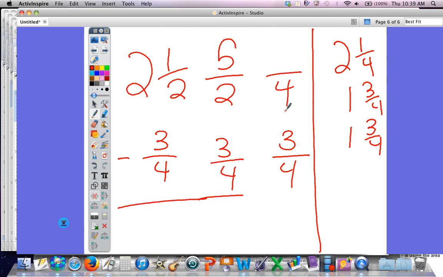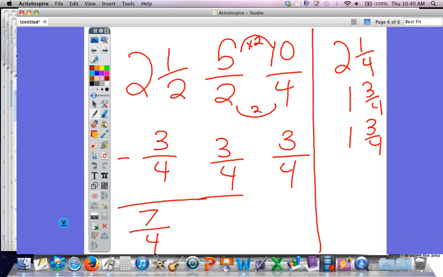2 times 2 is 4, so 5 times 2 is 10. I have to do the same thing to the bottom and the top. I multiply 2 by 2 to get the common denominator, so I have to do the same thing on the top. Now I can subtract. What's 10 minus 3? 7. Am I done yet? No.